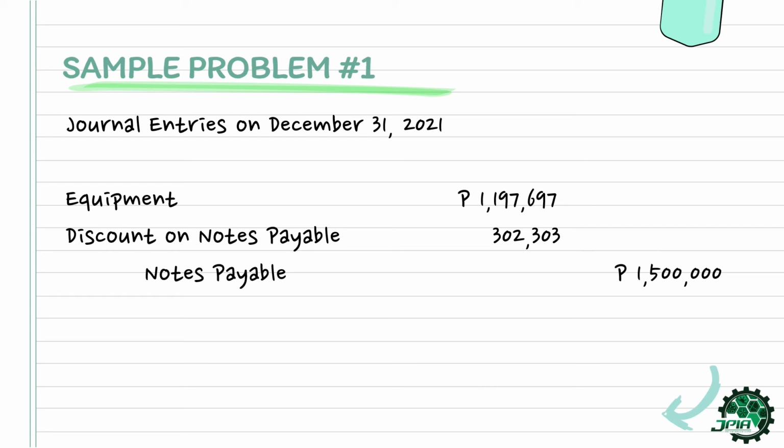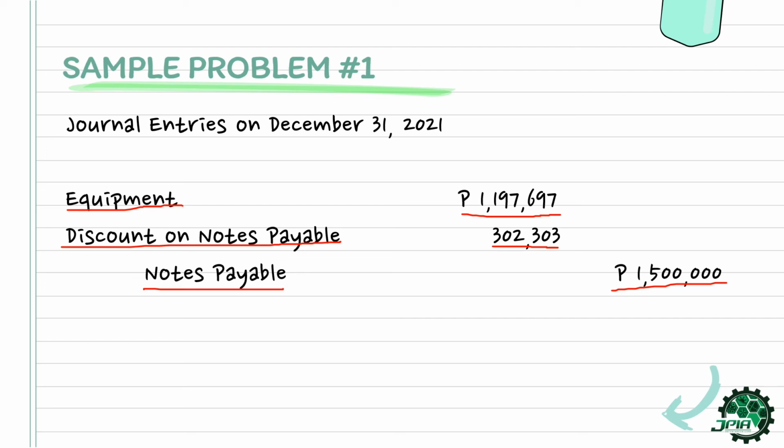Okay? So, nakuha na natin yung present value of the future payments, which is 1,197,697. So, yan ang ating i-entry as debit sa ating equipment. Then, credit natin ang notes payable, which is the face value na 1,500,000. Then, the difference of these two, ang magiging discount on notes payable debit natin, which is 302,303.